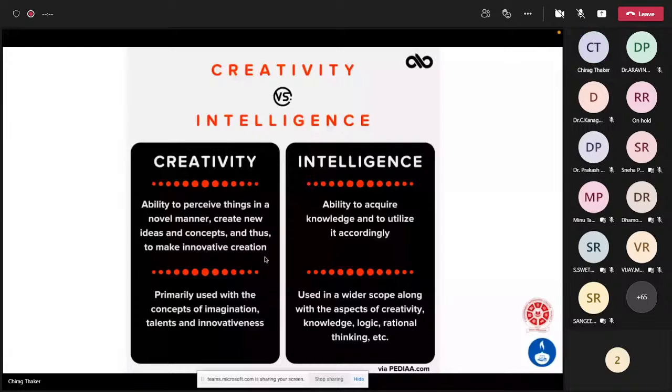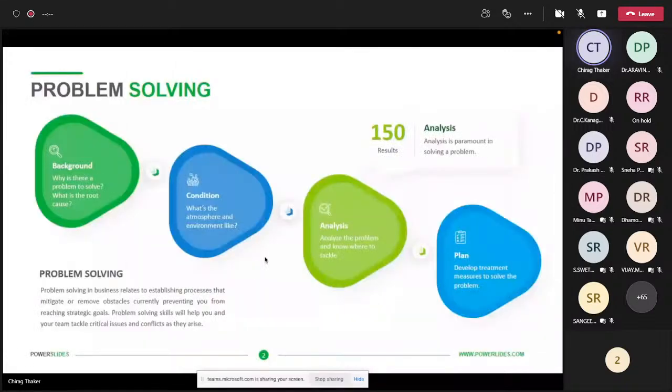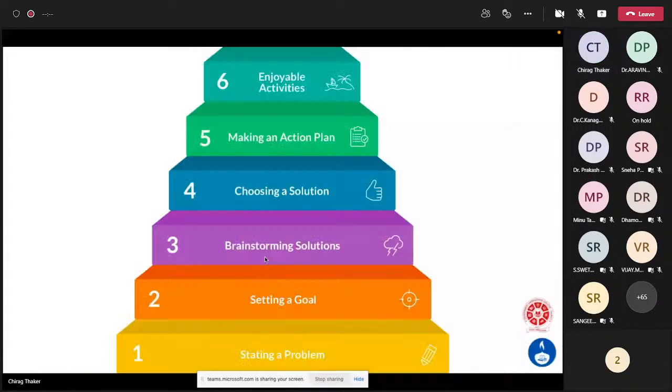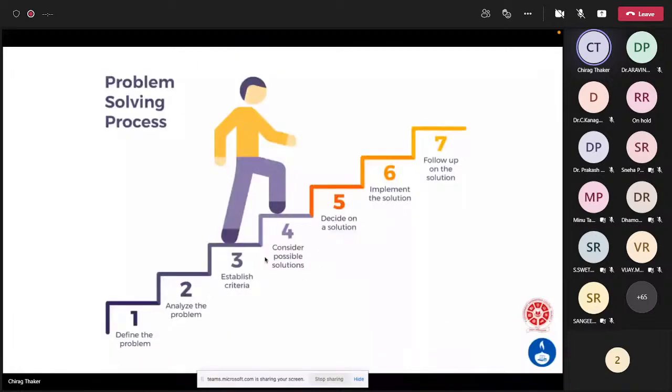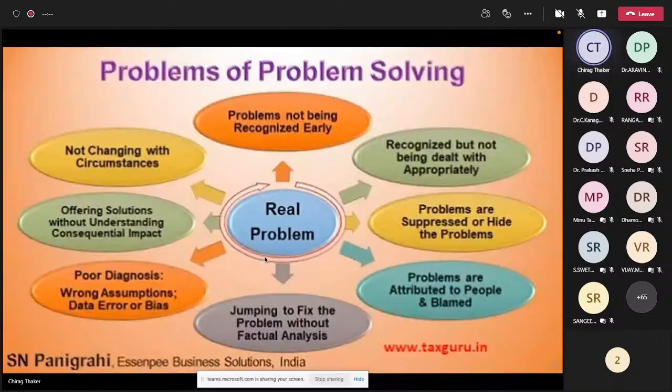So, the problem solving approach needs to have background, then condition, then analysis, and then you have to go with a plan. So you start with a problem, set a goal, brainstorm the solutions, choose a particular solution, then make an action plan and enjoy the activities. So the problem solving process is: define the problem, analyze the problem, then establish the criteria, that is your success criteria, consider possible solutions, and then you will work on the solution, decide on the solution, implement the solution, and then follow up on the solution.